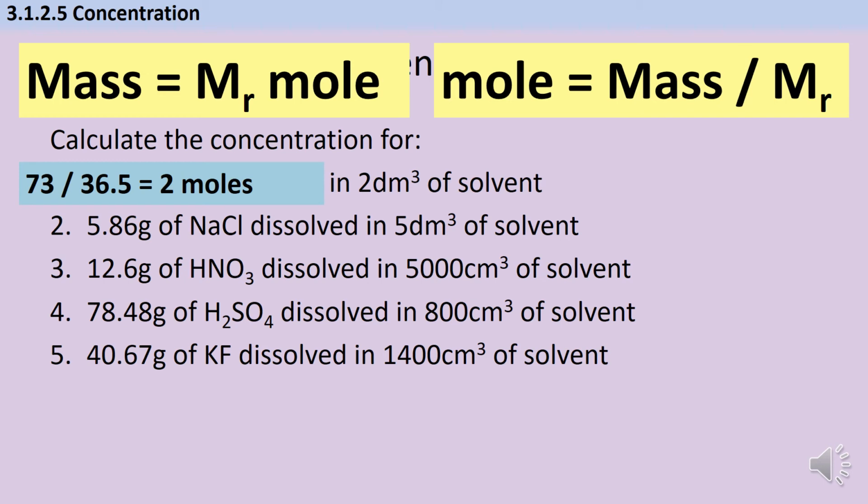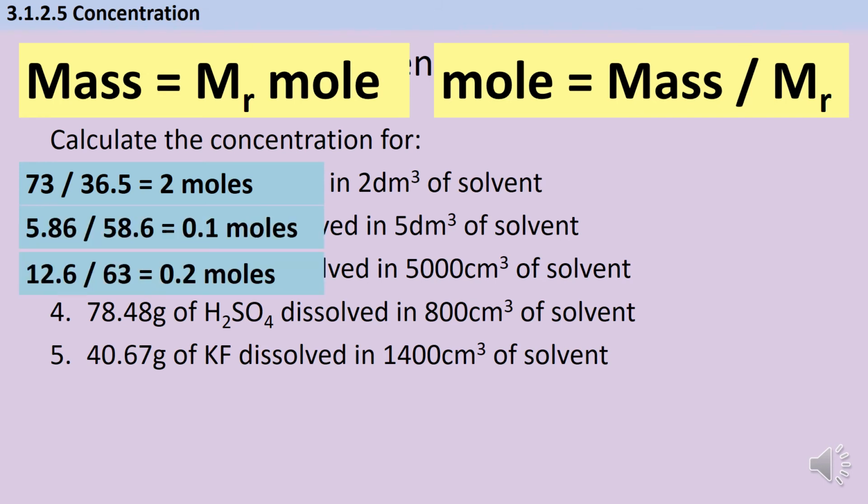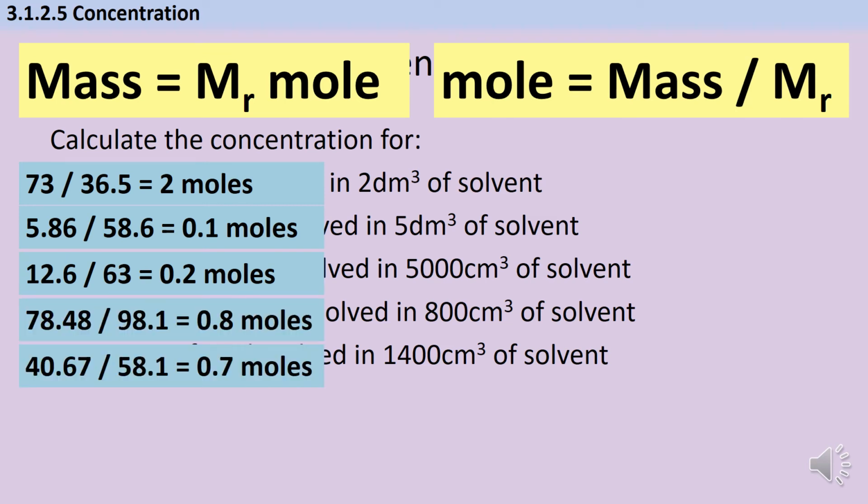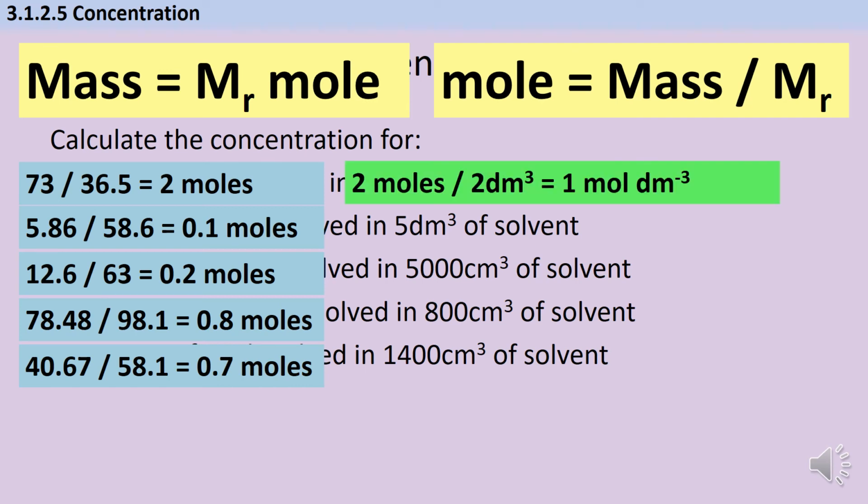So with a bit of luck, you've now worked out that we've got 0.1 moles of sodium chloride, 0.2 moles of nitric acid, 0.8 moles of sulfuric acid, and 0.7 moles of potassium fluoride. So now I know how many moles I have dissolving, I can do the same concentration calculation that I was doing before to work out what my concentration is. So for instance, for the first one, I have 2 moles in 2 decimeters cubed. So that's 1 mole per decimeter cubed as a concentration. So now pause the video again and see if you can work out the concentration of the last 4.